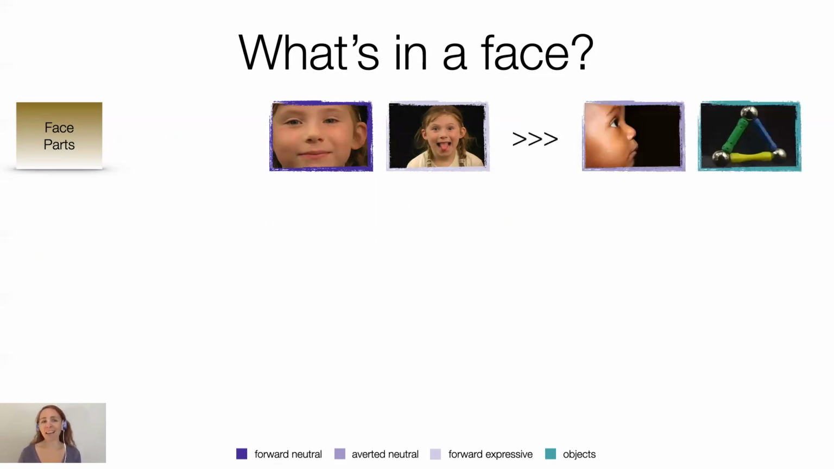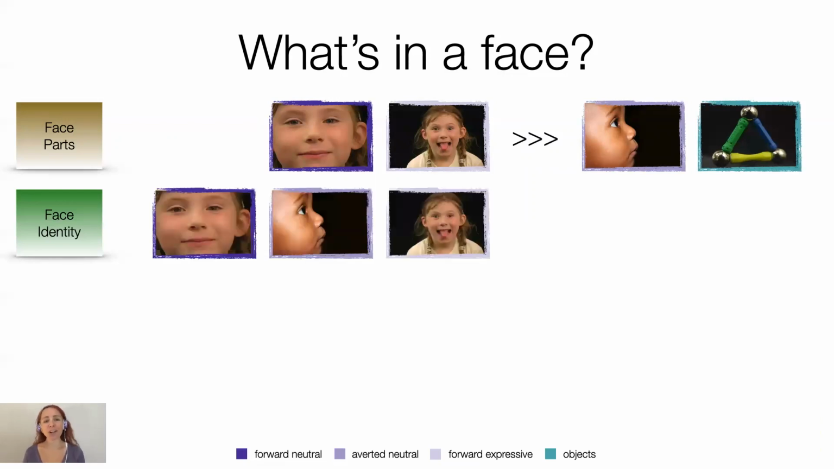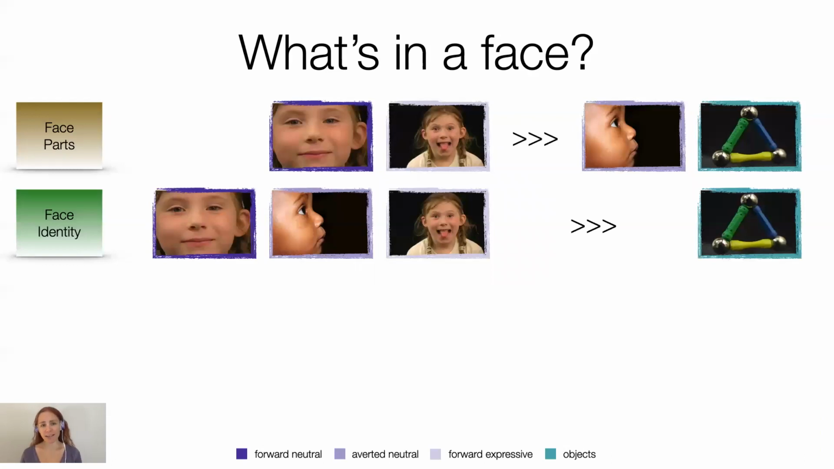and perhaps similar to objects. Conversely, a response in a region that processes face identity should be able to recognize the identity of any face, regardless of face orientation. That is, face responses should generalize to all viewpoints and be greater than objects.